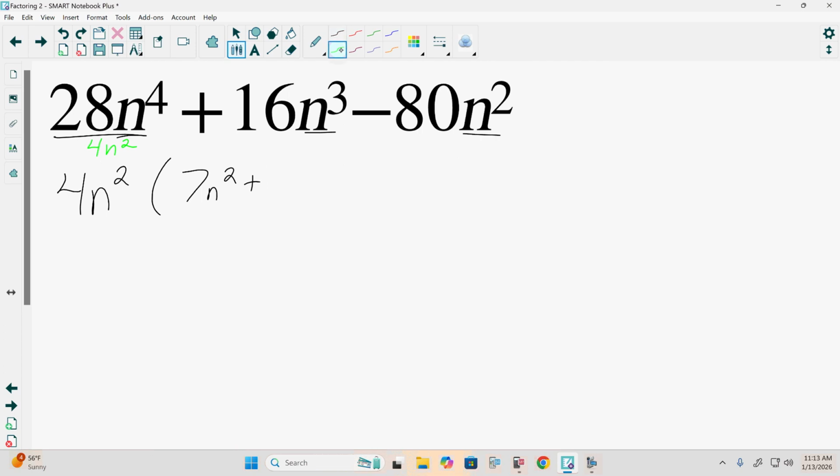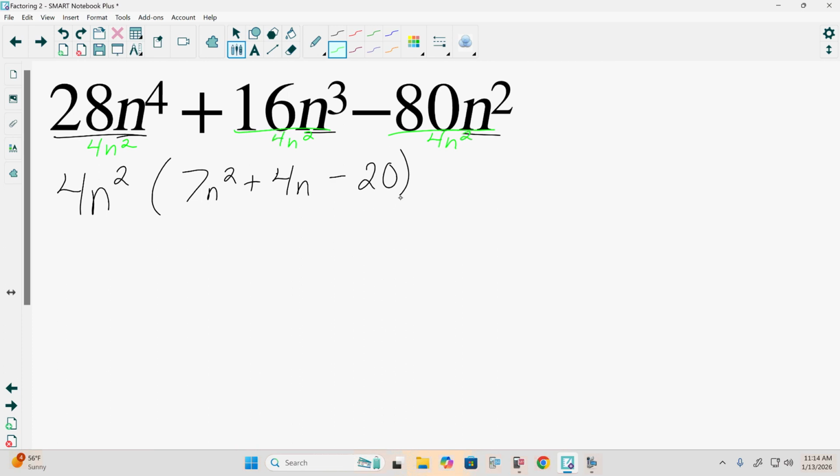16 cubed, we're also going to divide by 4n squared. Our 16 divided by 4 is going to give us 4. n cubed divided by n squared is going to give us n. Minus. And lastly, we're going to divide the 80n squared by 4n squared. 80 divided by 4 would be 20. And the n squared would factor out completely.